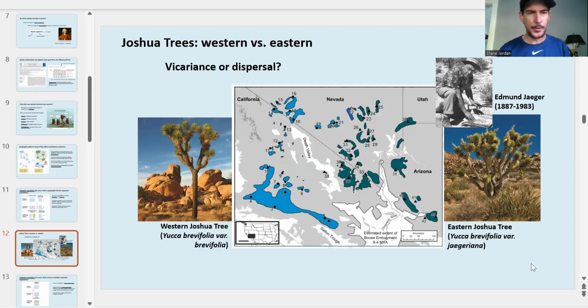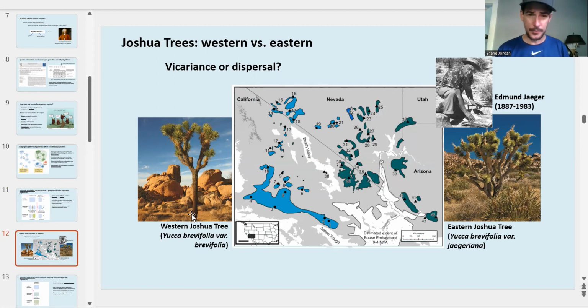These Joshua trees are a pretty iconic desert species that most of you are probably familiar with. What you might not know is that there are actually two species of Joshua tree, the Western Joshua tree and the Eastern Joshua tree. At first glance, they might not appear to be terribly different, but as it turns out, they do have some important distinctive differences.